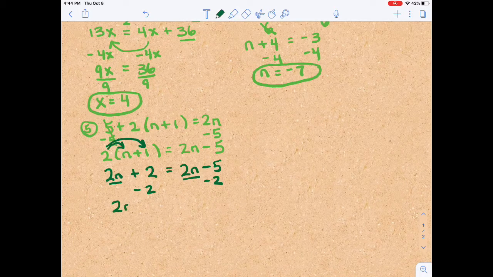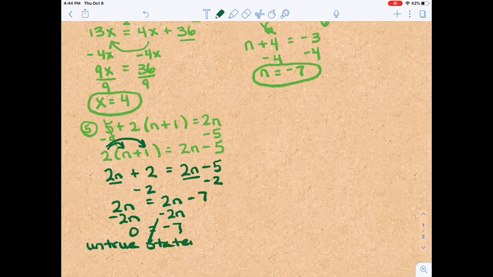And now I have 2n equals 2n minus 7. Well, that looks pretty weird, right? How can 2 times something equal 2 times something minus 7? Well, let's say I subtract 2n. Now I have 0 equals negative 7. Well, it does not. It does not equal negative 7. And so if you get an untrue statement, what we're going to say is there is no solution.